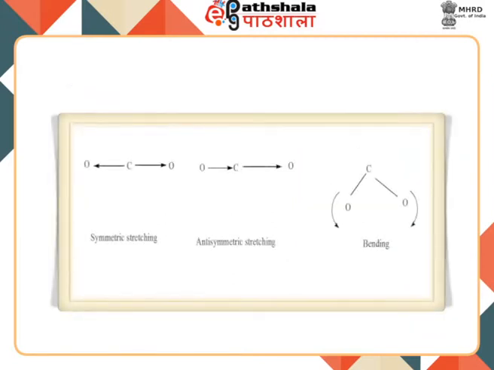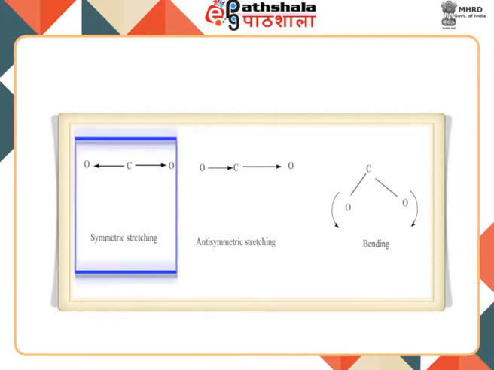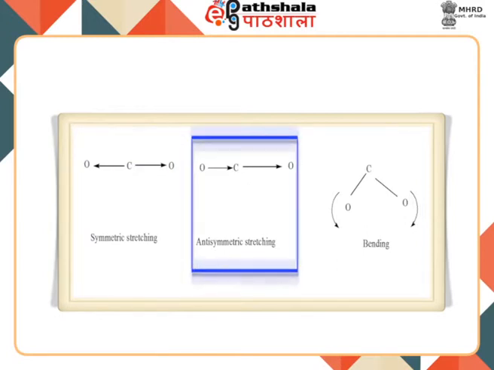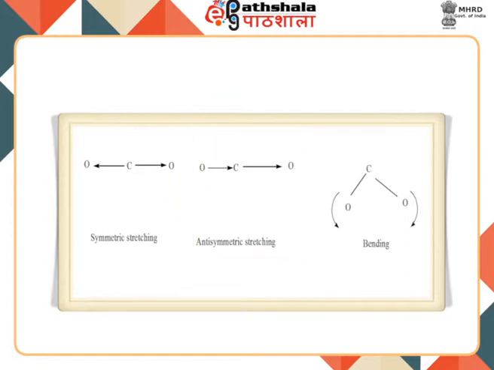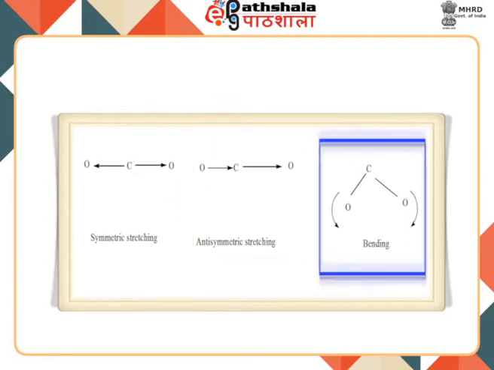When you see the second diagram, it shows the fundamental vibration modes for the carbon dioxide molecule. The first one shows the symmetric stretching, in which both the bonds are stretching simultaneously. In the second figure, you can see there is an antisymmetric stretch, in which one bond is compressing and the other one is stretching. The third one is the bending vibration mode. The bending mode of vibration of the CO2 molecule is doubly degenerate.